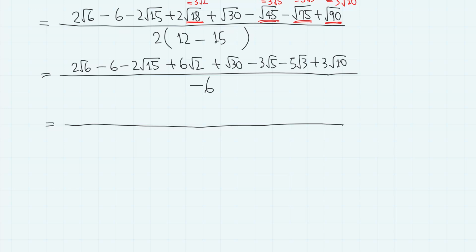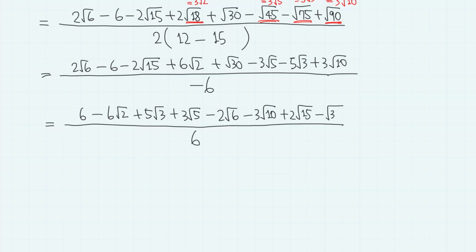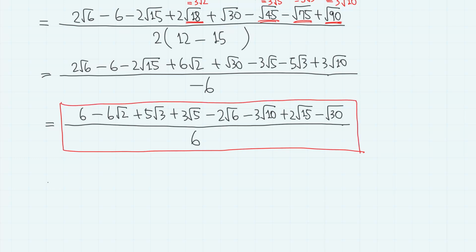So if we use the positive denominator 6, then at the numerator we have first the natural number 6, then starting from square root of 2 terms and moving on to bigger radicals, we have minus 6 square root of 2, then 5 square root of 3, then 3 square root of 5, then minus 2 square root of 6, then minus 3 square root of 10, then plus 2 square root of 15, and finally minus square root of 30.